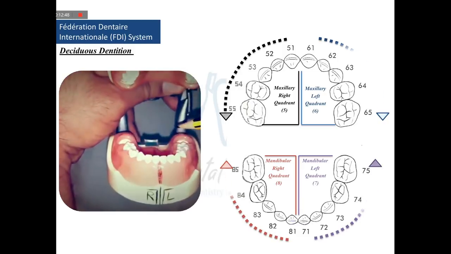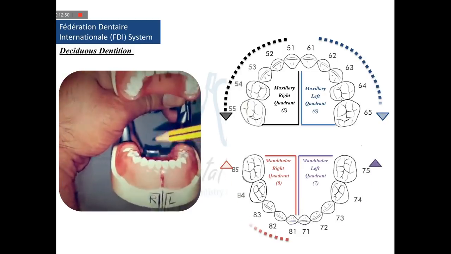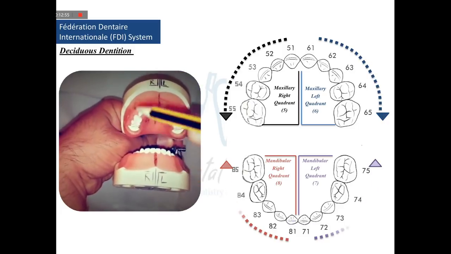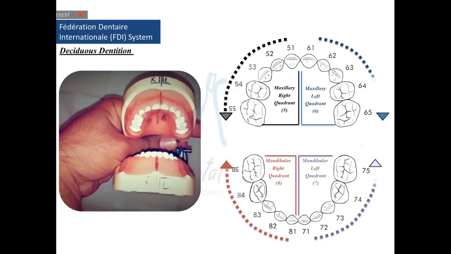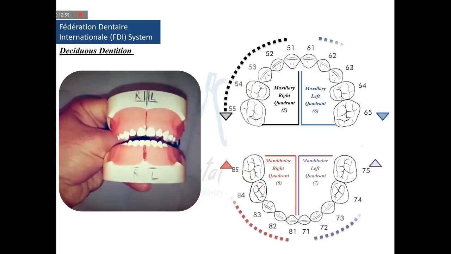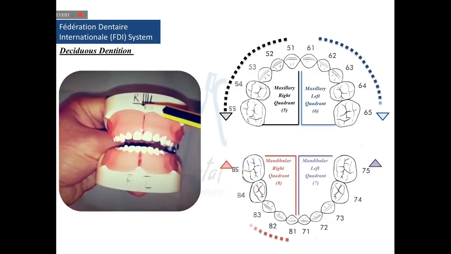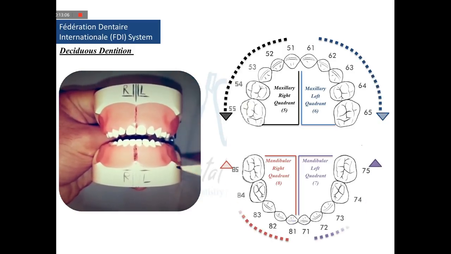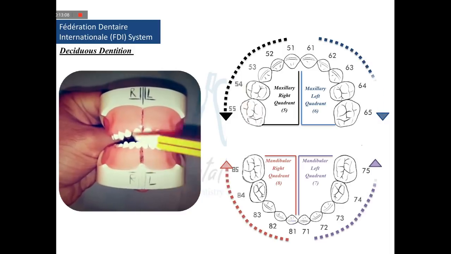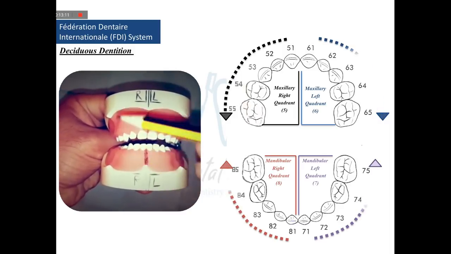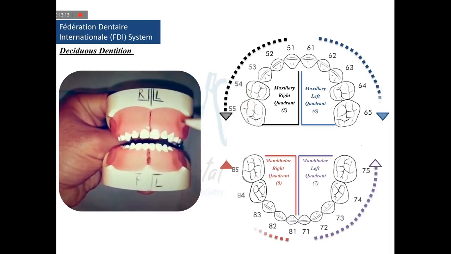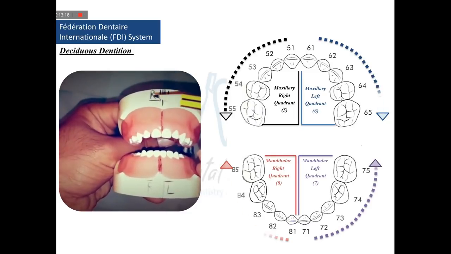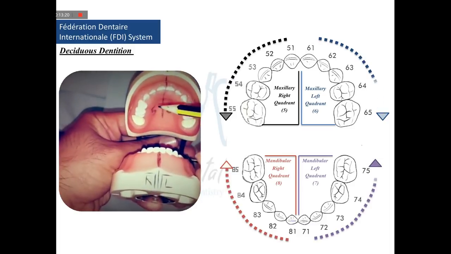So if we see how we are counting the quadrants, we count them in a so-called clockwise direction, 5, 6, 7, 8. So it is like we are counting all of the quadrants in a clockwise direction, starting from 5, then going to 6 on the left on the other side, then 7 and 8. After mentioning the quadrant number for each of the sides, that is of key importance, we count the teeth from the midline.